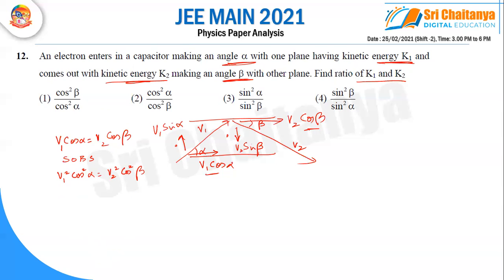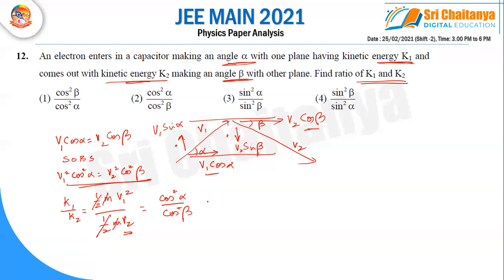He's asking the ratio of kinetic energies, K1 by K2, which equals half m V1 square by half m V2 square. Now this gives V1 square by V2 square equal to cos square beta by cos square alpha from the above equation. When I substitute this, V1 square by V2 square will be the answer.